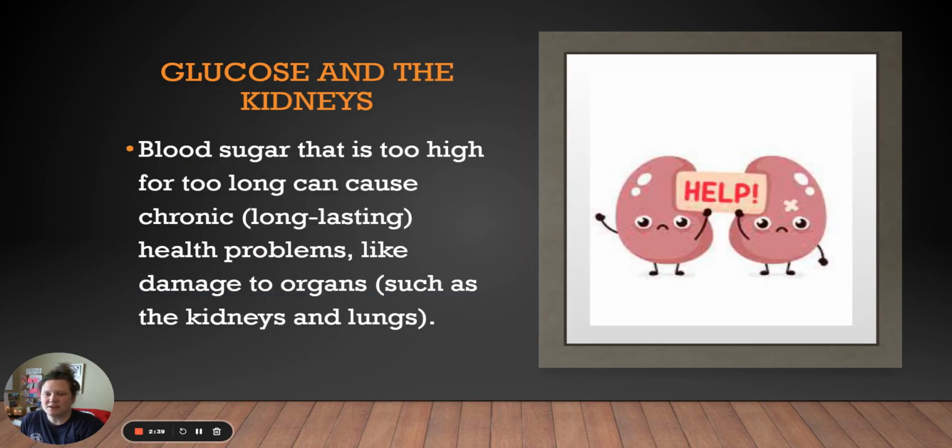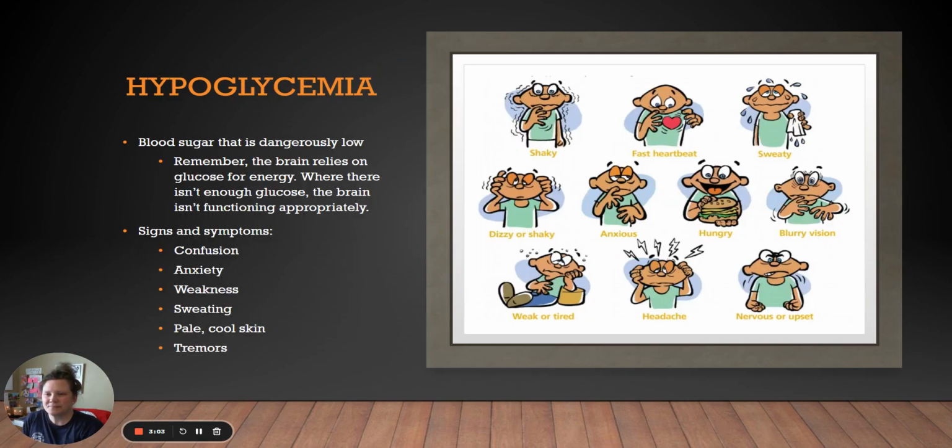Over time, blood sugar that's too high for too long can cause chronic health problems. That means long-lasting health problems. Over time, that uncontrolled high blood sugar can actually cause damage to organs like the kidneys, the lungs, and the eyes can be affected. Diabetes is one of those disease processes that can actually affect the whole body over time.